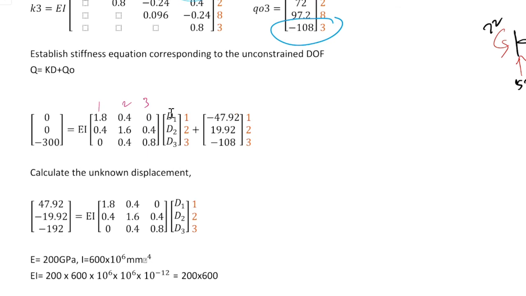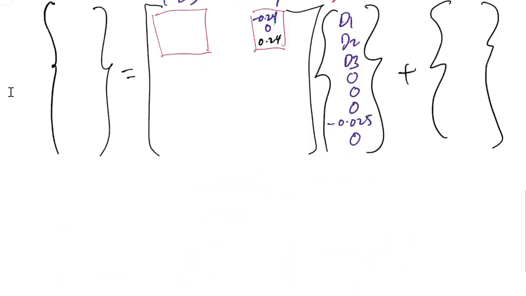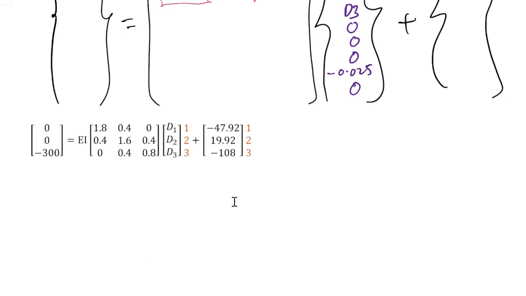We will use the same, but we have to add another value considering the support settlement. So I want to add it at the middle here.